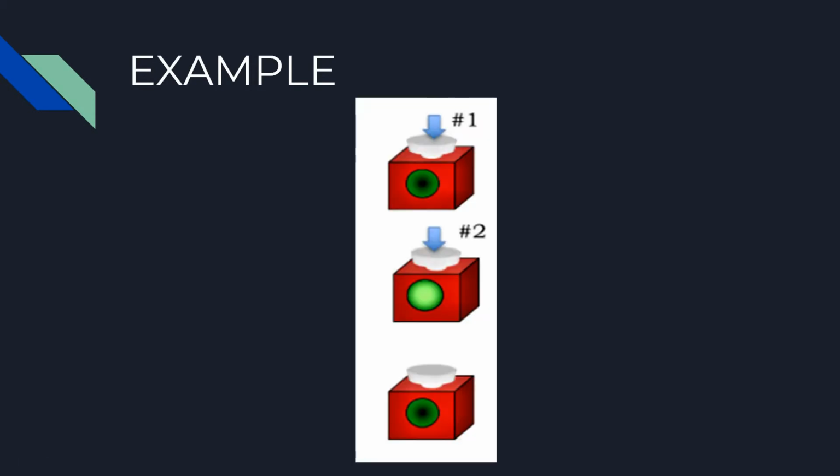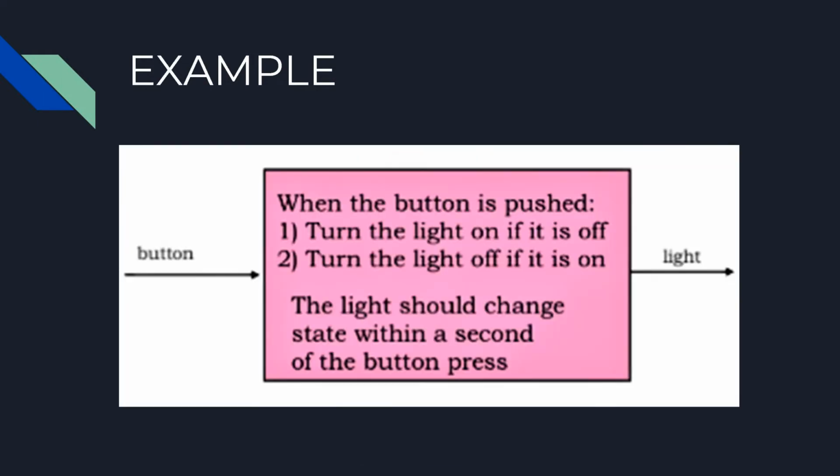The device has a light that serves as the output and a push button that serves as the input. If the light is off and we push the button, the light turns on. If the light is on and we push the button, the light turns off. As you can see, the button is the input and the light is the output. When the button is pushed, it turns the light on if it's off, or turns the light off if it's on.